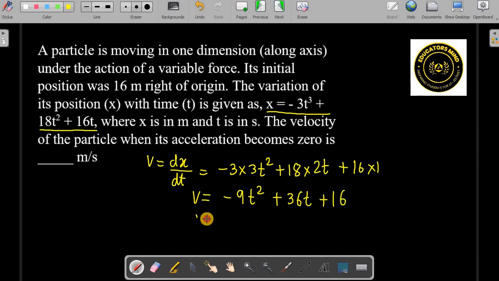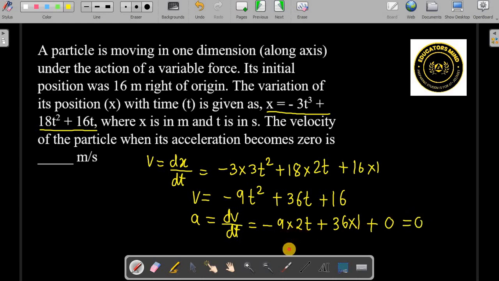Now we'll calculate acceleration. Acceleration is dv by dt. So again differentiate. Minus 9 comes out, t square differentiation 2t, plus 36 comes out, t differentiation is 1. 16 is constant, differentiation is 0. So now we have to put this acceleration equal to 0. So from here, what do we get? t is 36 by 18, which will be 2 seconds. So we got the time first of all.